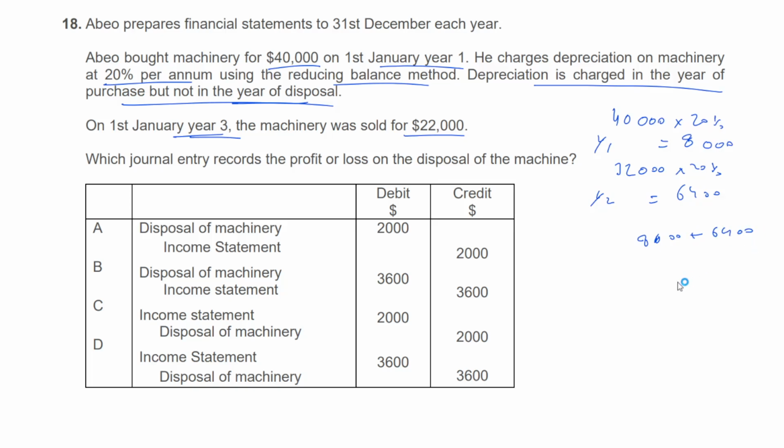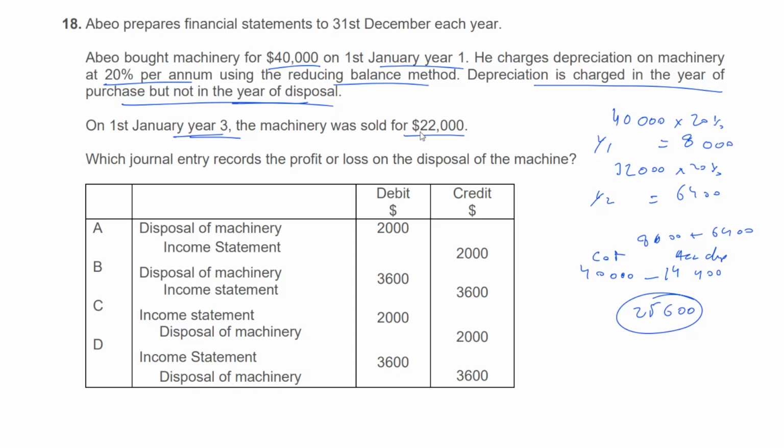The total depreciation is 14,400. The cost is 40,000 minus the total depreciation, right? Cost, accumulated depreciation for the 2 years. My goal is to find the net book value. 25,600. That is the net book value.